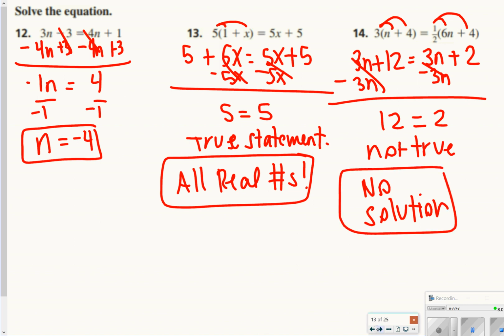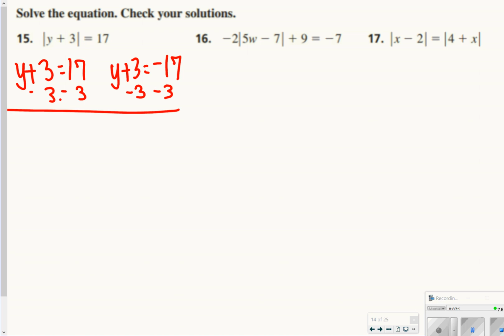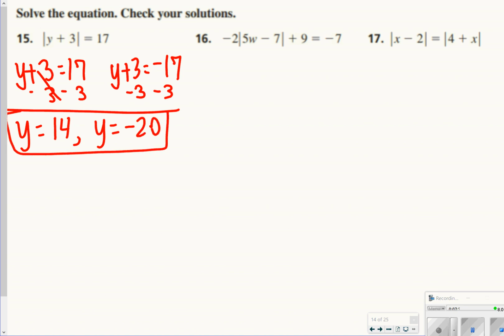Okay, going on to number 15. Remember, with absolute value, you have to write 2 equations. So the first equation would just be normal: y plus 3 is equal to 17. And then you would also write y plus 3 is equal to the opposite of 17, which is negative 17. Okay, you go ahead and solve each one. Solving the same way, you'll just get 2 different answers. I get 14 for the first answer and negative 20 for the second answer. Both of those answers work, so they're both reliable.